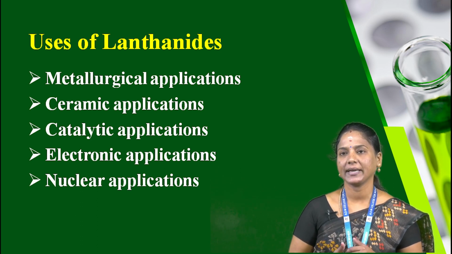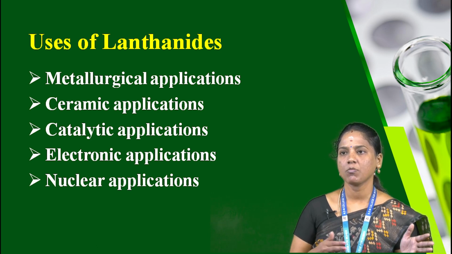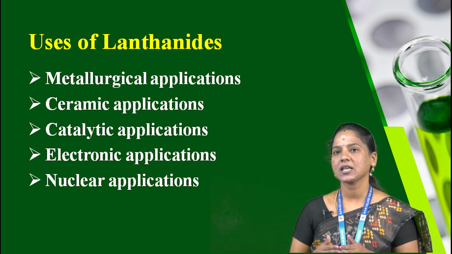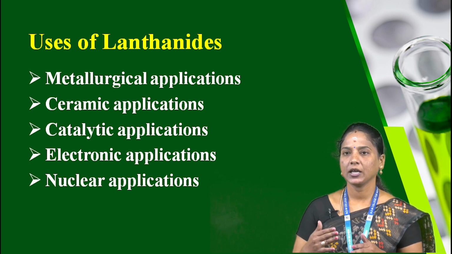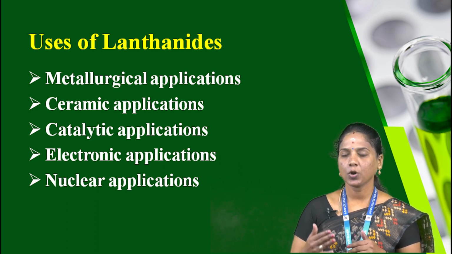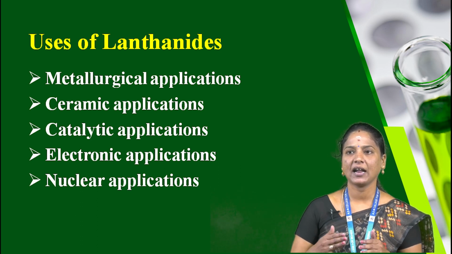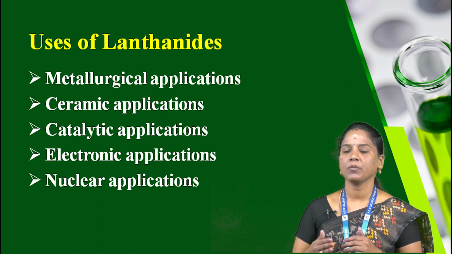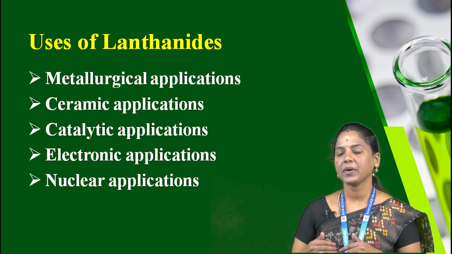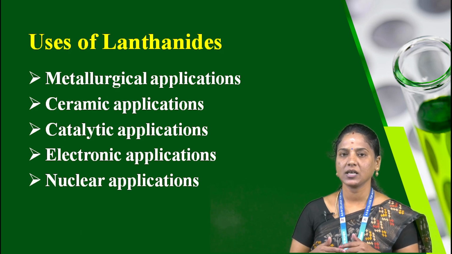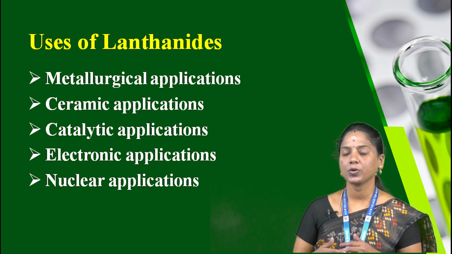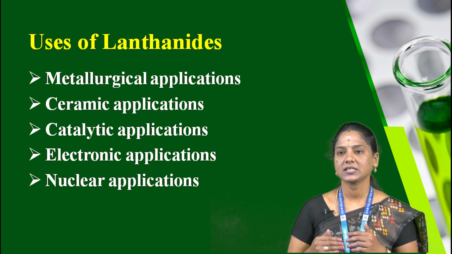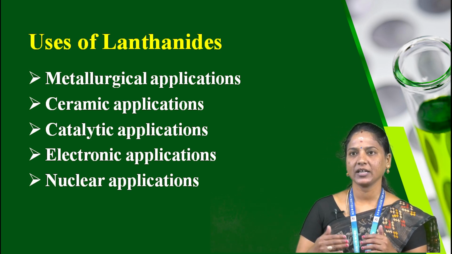Next one is nuclear applications. These elements and some of their compounds are used in nuclear control devices, shielding devices and fluxing devices. Samarium 149, europium 153, gadolinium 155, gadolinium 157, and terbium 164 are some of the important isotopes used in nuclear technology. Oxides of lanthanides are useful as phosphors in fluorescent materials. The ceric sulfate is a good analytical oxidizing agent.